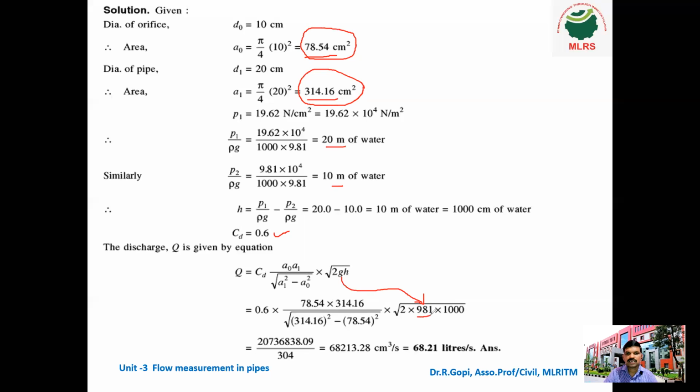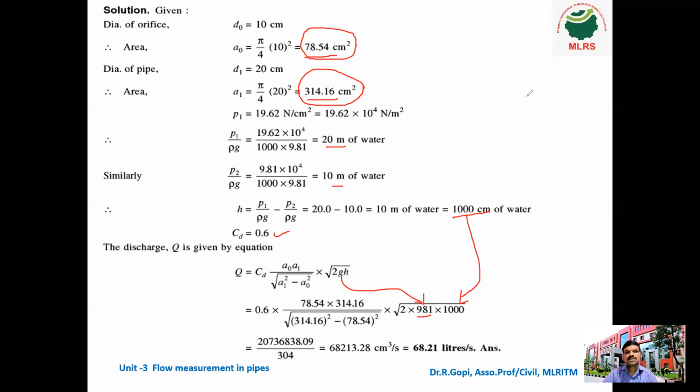So again G value I have to substitute in terms of centimeter, so 981. Otherwise you can keep all the values in terms of meter, which is very easy, G is equal to 9.81 meter per second square. H is 1000 centimeter. This also I substituted here. So finally we got 68,213.28 centimeter cube per second. If you convert it into liters per second, it is 68.21 liters per second.